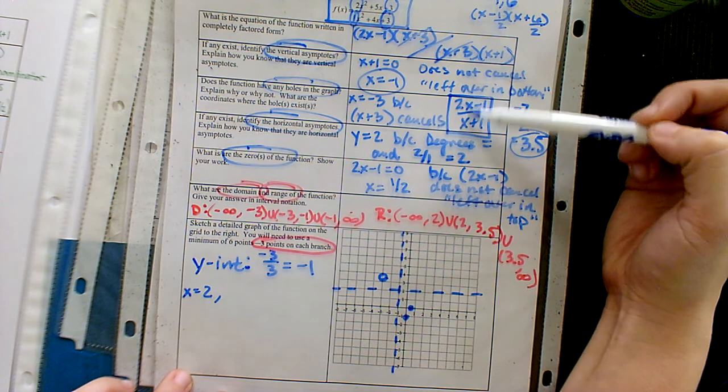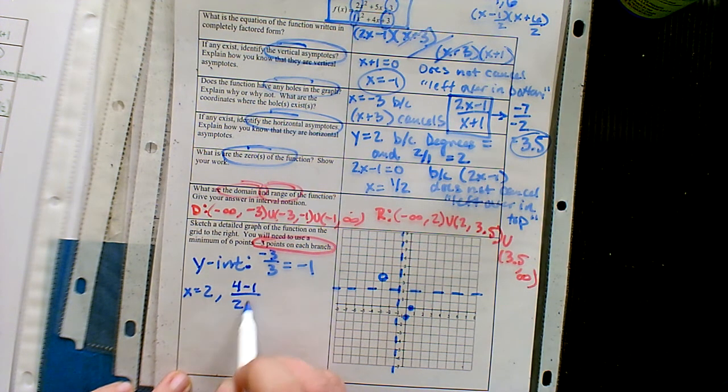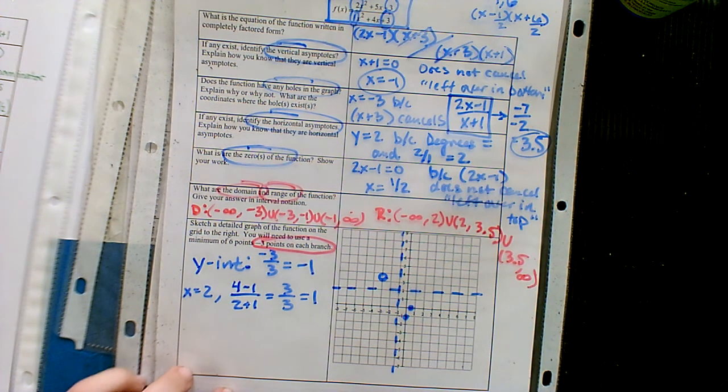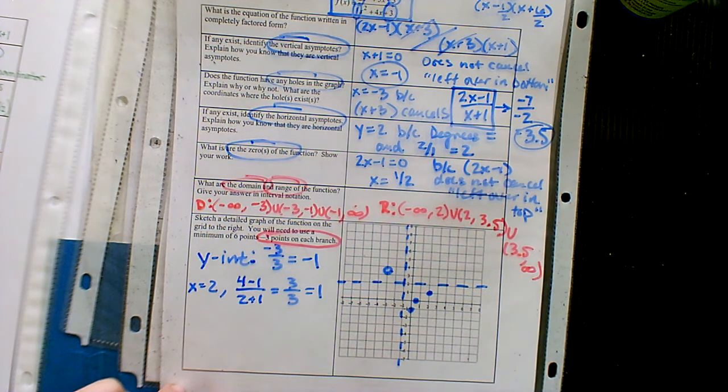So if I plug in 2, and for these x's, I'll have 4 minus 1 over 2 plus 1, 3 over 3 is 1. Alright, so plug in 2, get out 1.